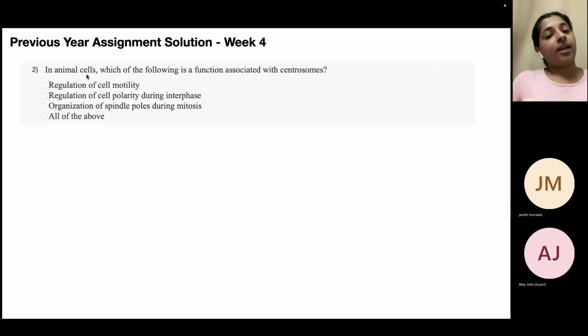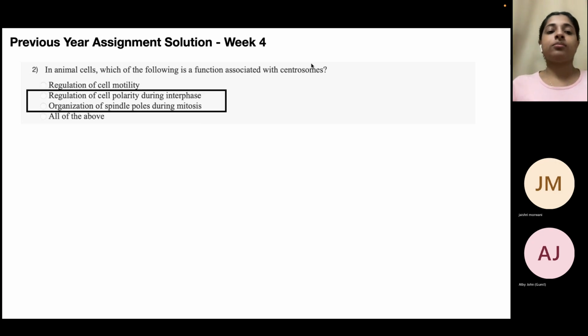The second question was, in animal cells, which of the following is a function associated with the centrosomes? Now, we have seen that the centrosomes have two major functions in mitosis. One is that it organizes the spindle pole. It is from where the microtubules arise. And two, it regulates the cell polarity, because one is the minus end and one is the plus end, and that in itself is creating a bipolar nature.